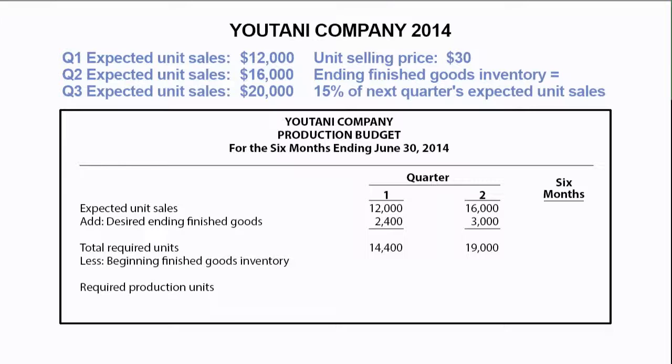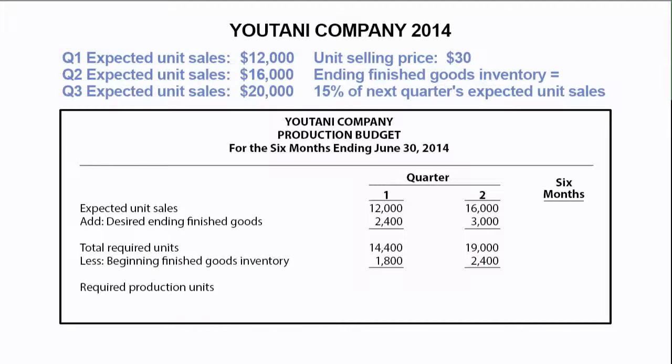Now we need to subtract our beginning finished goods inventory. To determine our beginning finished goods inventory for a quarter, we use the expected unit sales for that particular quarter, not from the next quarter like we just did. So for Q1, we calculate 15% of 12,000, or 12,000 times 0.15, and we get 1,800 units. For Q2, we calculate 15% of 16,000, number we get up here, which comes out to 2,400 units.